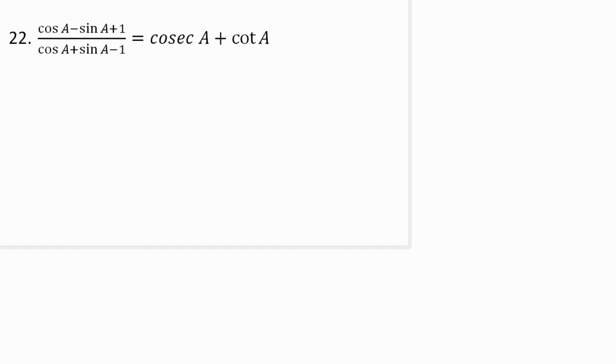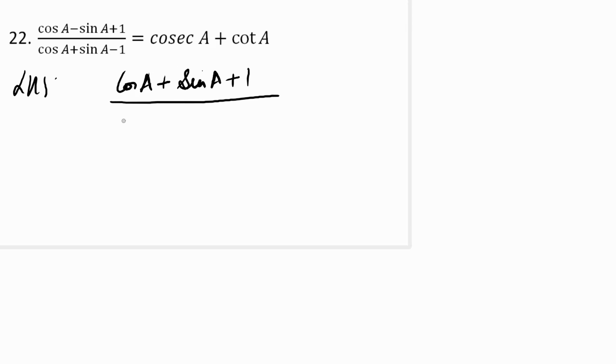This time we will convert everything into cosec A and cot A. How will we do that? We will divide the left hand side by sin A, both the numerator and the denominator. So it will become cos A minus sin A plus 1 upon cos A plus sin A minus 1.